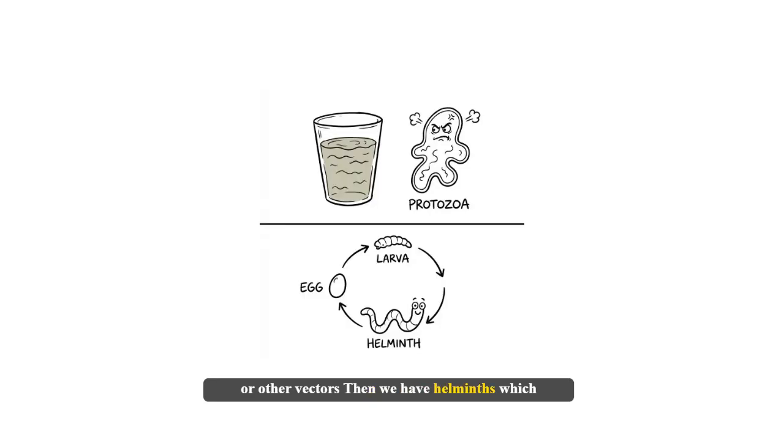Then we have helminths, which are perhaps one of the scarier ones to think about. These are worms. These are multicellular organisms, so they're not single-celled. They have multiple cells and they have life cycles, often starting from eggs to larvae and then in their adult form. The disease can come from adult worms living in the gut, larvae migrating through tissue, or your own immune reaction to the parasite itself.